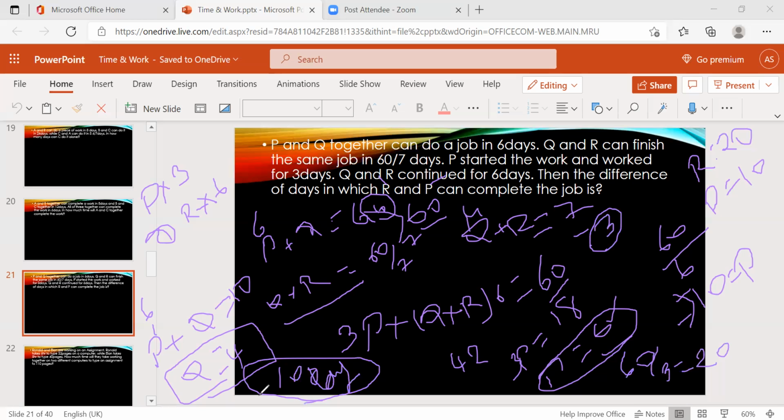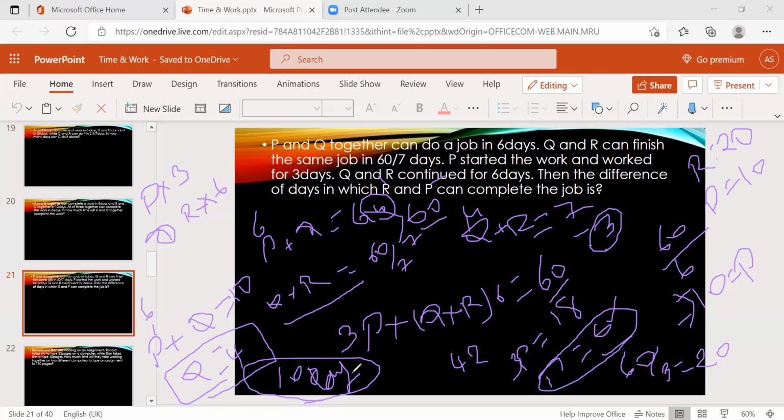They're given the fractions. No problem in that. Just take the LCM, 60. So what they've given is that the complete work is done by P, Q plus R, but P starts the work first of all. P starts the work and works for 3 days, plus the remaining work Q plus R do in 6 days.